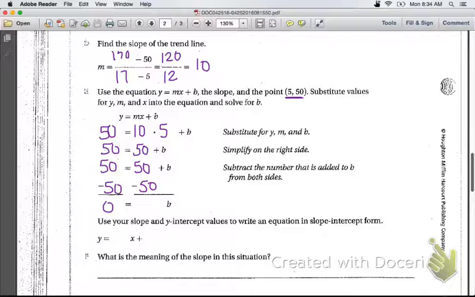So you'll get 10x plus 0, and that just means that it's a proportional relationship going through the origin. The constant of proportionality is 10. This also means that there's an average of 10 pages per chapter.